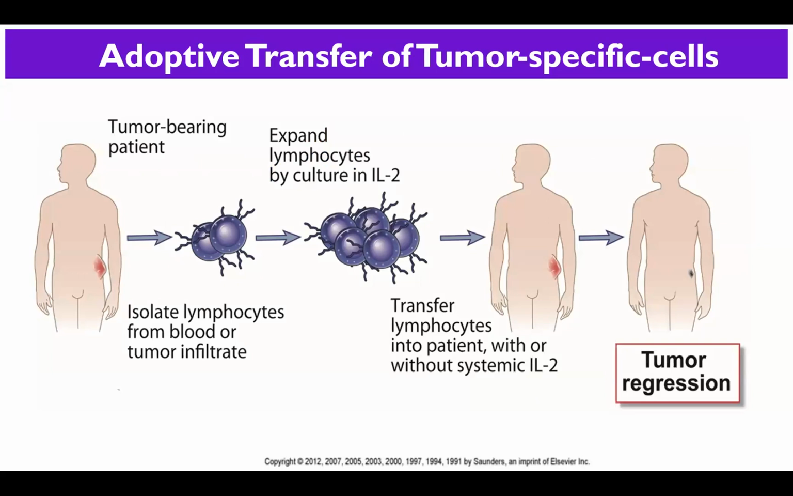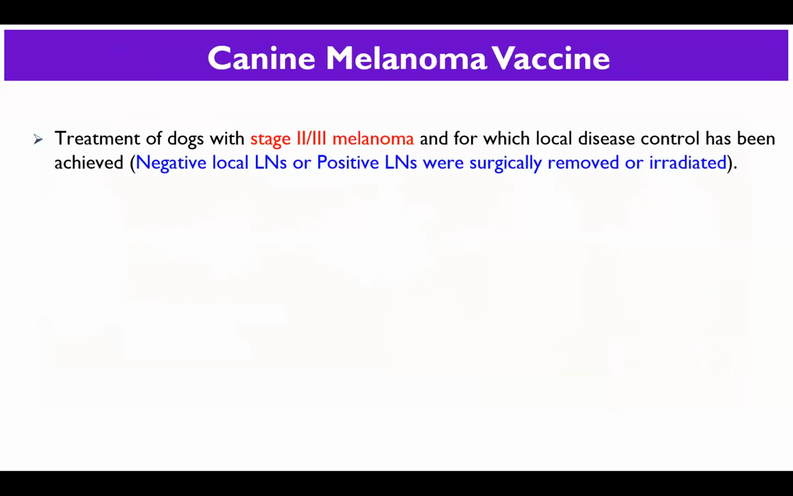We wanted to look at an example from the canine melanoma vaccine, but I just wanted to warn you that this is not a very good example. Initially, it was thought that it was, but it turned out it's not very effective. So how did they go about doing this? This tends to work very well in dogs which have already undergone stage 2 to 3 of melanoma, for which they've been able to control the disease.